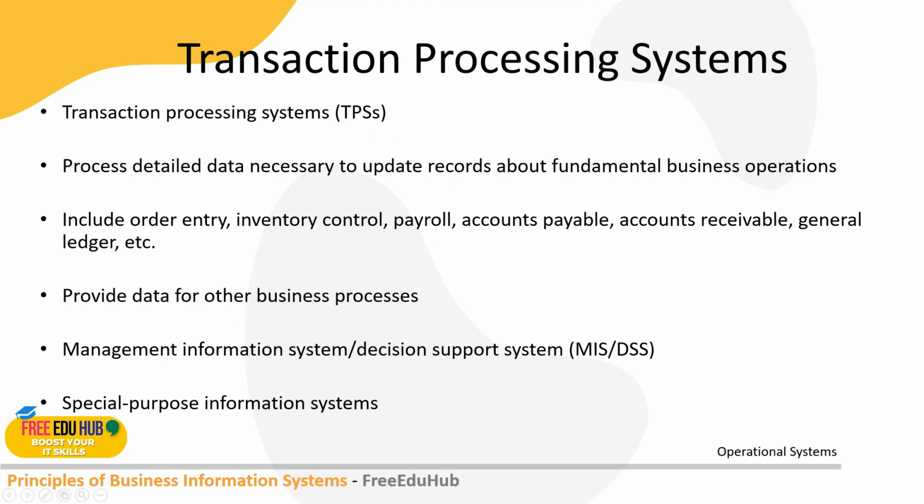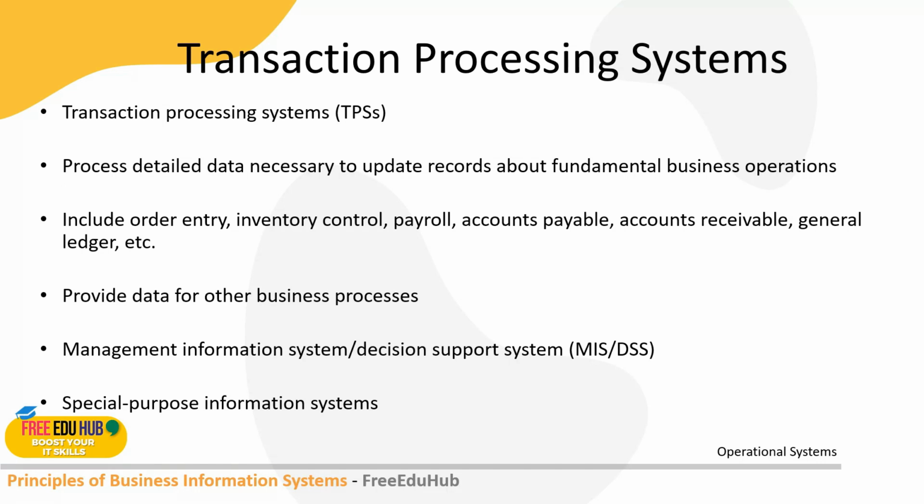Now we have transaction processing systems. Whenever we think of a transaction processing system, the first thing that comes to our mind is that it's all about the transactions. For example, order entry, inventory control, payroll, accounts receivable, accounts payable, general ledger, etc. So that's what it is talking about, how it works according to all the operational level things on transaction processing systems. Now, TPS, or transaction processing systems, is a process of detailed data necessary to update the records about the fundamental business operations.